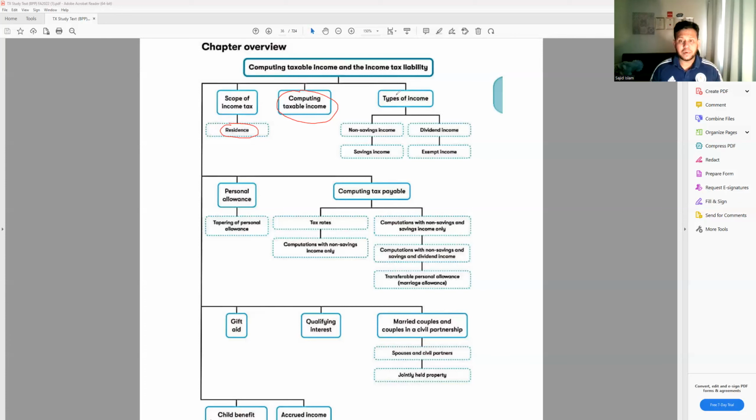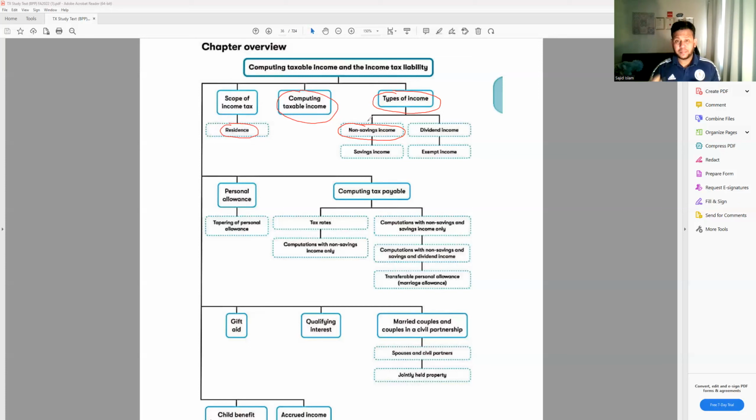Then we have the types of income. One individual can have different types of income. The first one is called non-savings income. Non-savings income, as it says, is very clear to understand: it is not interest. The savings income is basically the interest.